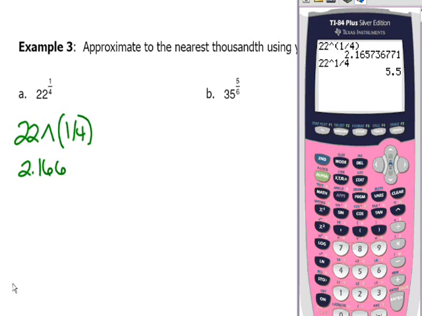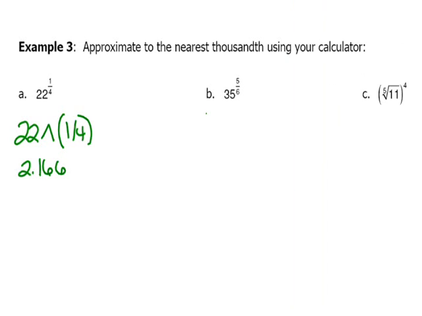All right. So over here to B, we are going to take 35, and we are going to raise it, open parentheses, 5 divided by 6 power, and we get 19.352.